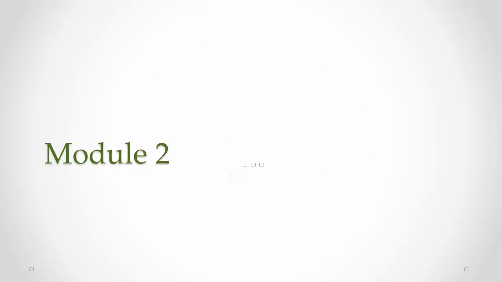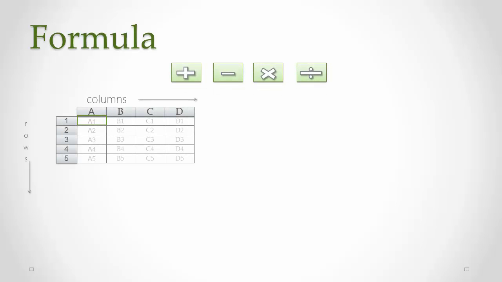We will now move on to Excel formulas. If you're trying to automate something in Excel, formulas are your best friend. In this module, we are going to start with some basic formulas such as addition, subtraction, multiplication, and division. All formulas in Excel begin with an equal sign.